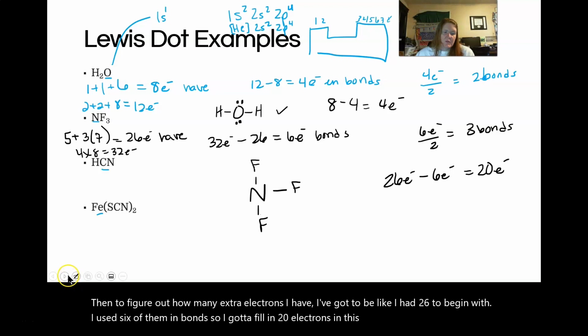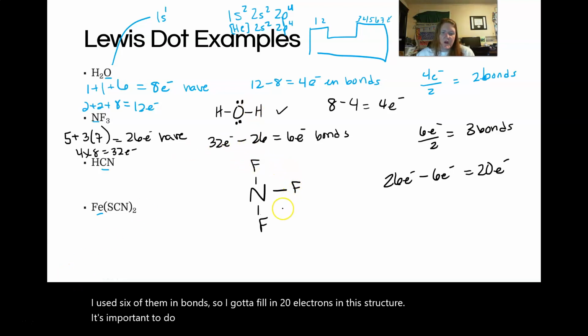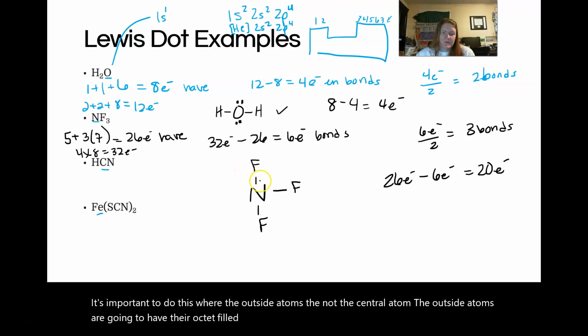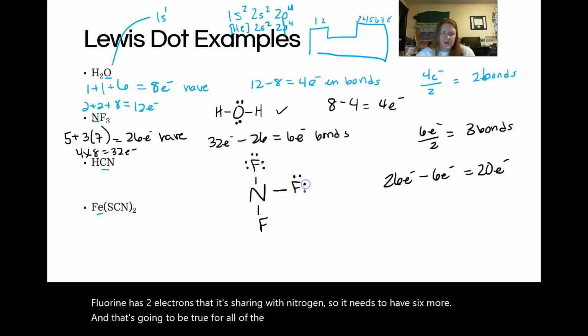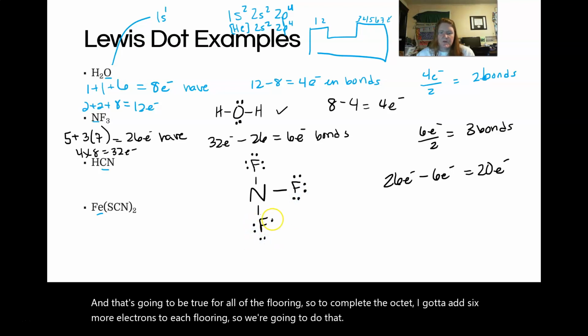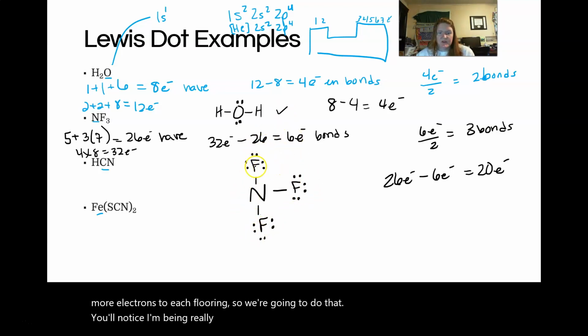It's important to do this where the outside atoms, not the central atom, are going to have their octet filled first. So right now, fluorine has 2 electrons that it's sharing with nitrogen, so it needs to have 6 more. And that's going to be true for all of the fluorine. So to complete the octet, I have to add 6 more electrons to each fluorine. So we're going to do that. And you'll notice I'm being really neat. You should be too when you're writing these on paper, especially for lab.